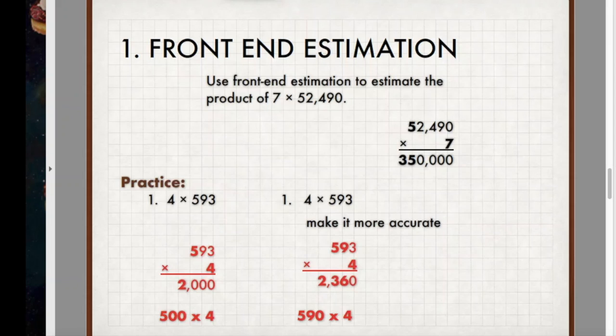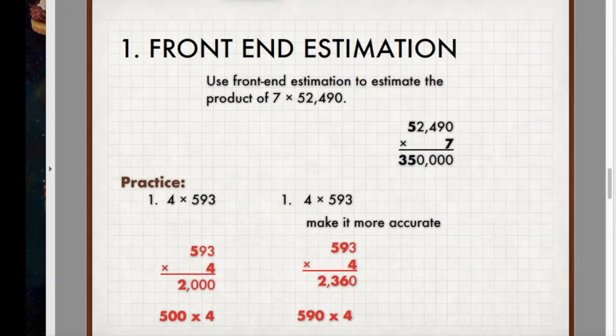Let's look at a practice. 4 times 593. 593 goes on top. 4 goes below that. But we're looking at 5 times 4. That's 20. 5 times 4 is 20. Now 93 gives us 2 zeros. 9 and 3. That's 2 placeholders. So we put the 2 placeholders down. And then we have 20.